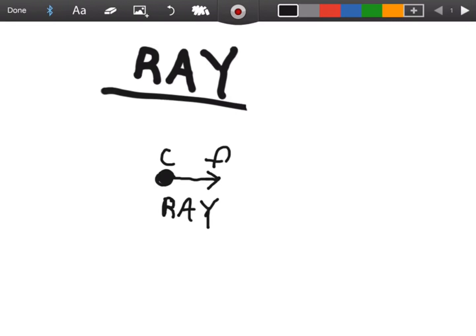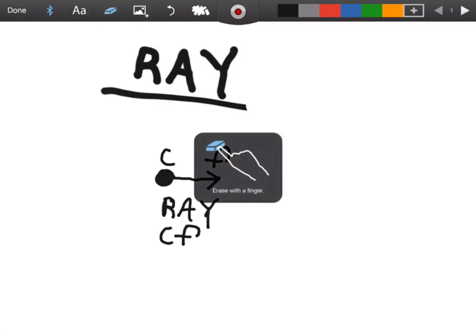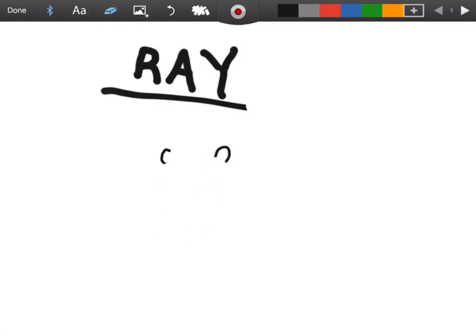Ray. So remember, we start at the C and we go to the F, so we can only call it ray CF. Good. You can write it like that. So that is a ray. Now let's get into that cool double ray that I just made.